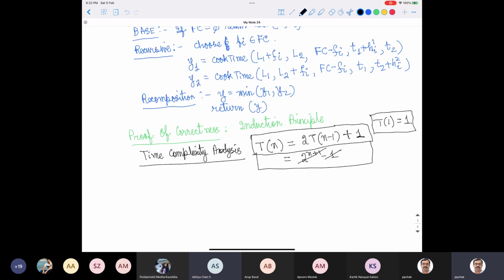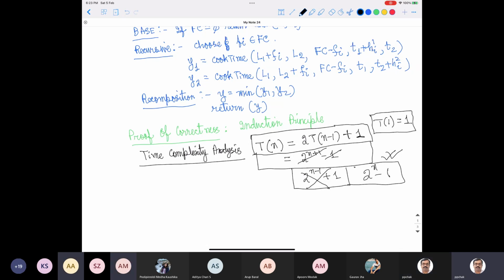It's 2 power n minus 1. What I'm getting is 2 power n minus 1 plus 1. So not n minus 1, 2 to the power n, then minus 1. 2 to the power n minus 1. This is not right, okay? Yes. So now you all tell me, is this right? Yes, sir, I'm getting this. Yes or no? Yes, sir. So this is 2 to the power n minus 1.